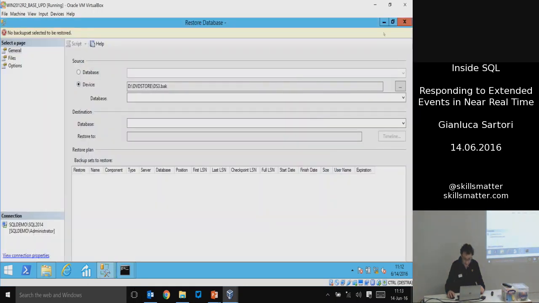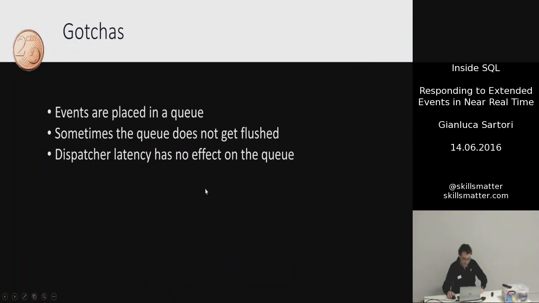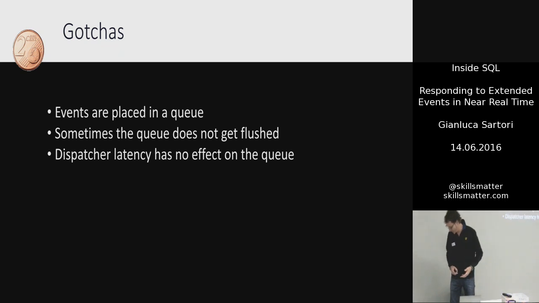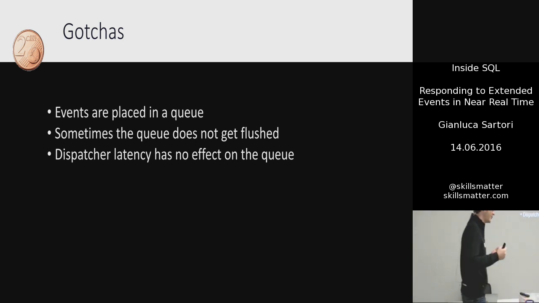Well, the main point is there's some load on the server and some load on the client, so keep that in mind. Some other gotchas, some things that we mentioned but didn't explore completely. The events are placed in a queue. So when you process these events, you read them from the queue. And that queue lives somewhere. We don't know where exactly because it's not documented. And sometimes, as we have seen with replay, that queue doesn't get flushed. So the events are stuck somewhere.